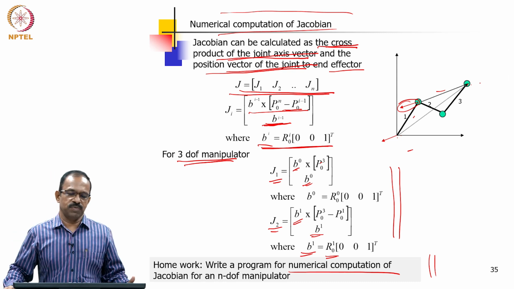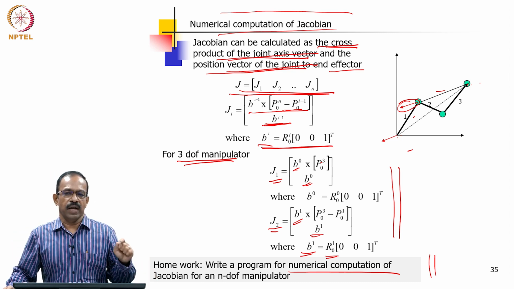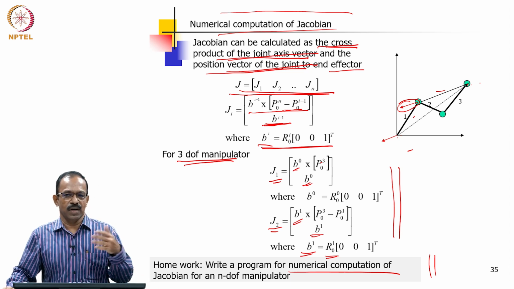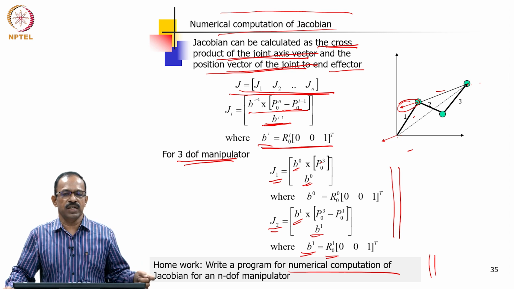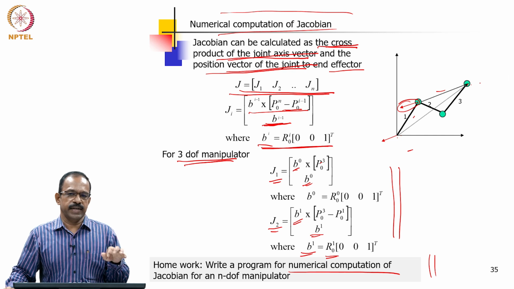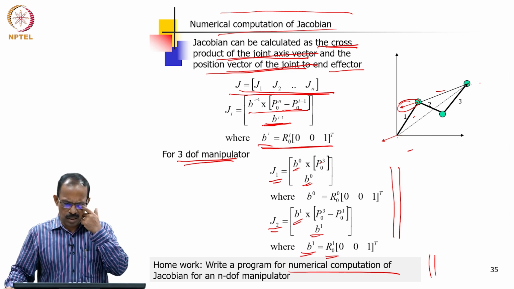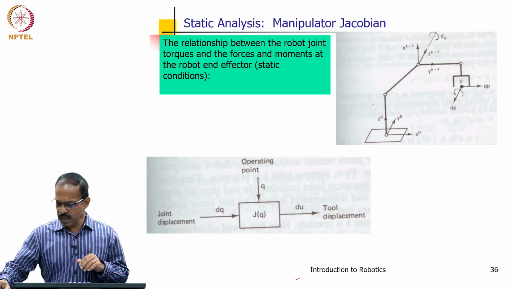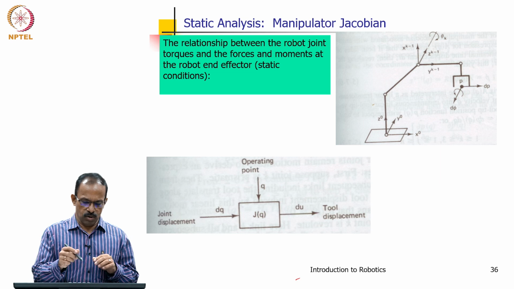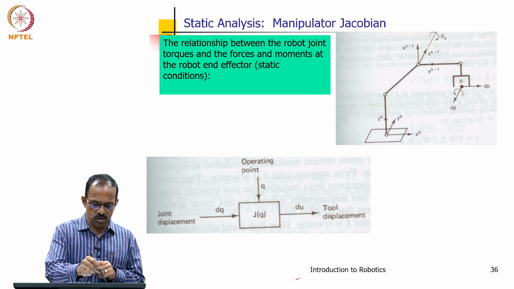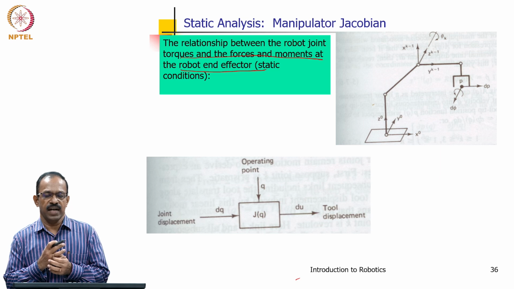So, we discussed the importance of Jacobian and how it is used for controlling the robot manipulator using the Jacobian inverse to get the joint velocities, and then we saw how to compute the Jacobian analytically as well as by numerical methods. Okay. Now, we will see how to use this for static analysis. So, we found that the robot joint torques and the forces also need to be computed, and the relationship between the robot joint torques and the forces and moments at the robot end effector is basically the static analysis.